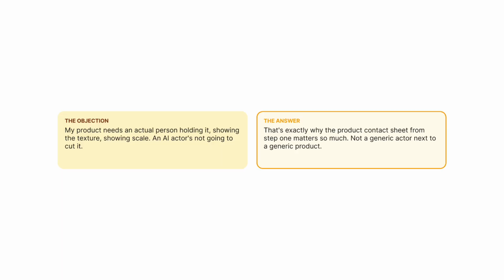Now, I know some of you are thinking, okay, but my product needs an actual person holding it, showing the texture, showing scale, an AI actor is not going to cut it. Here's the thing though, that's exactly why the product contact sheet from step 1 matters so much. The software is not just slapping a generic actor next to a generic product, it's using the actual images off your real product page, so the actor's shown holding, wearing, or using the actual thing you sell. Consistent detail and all.